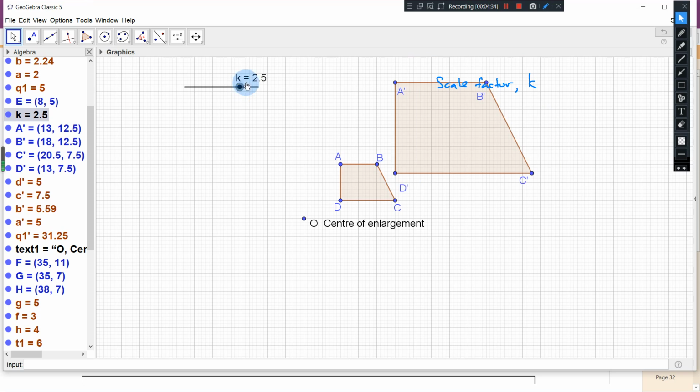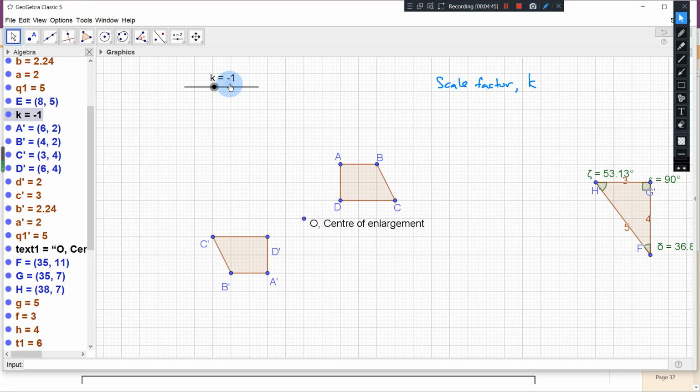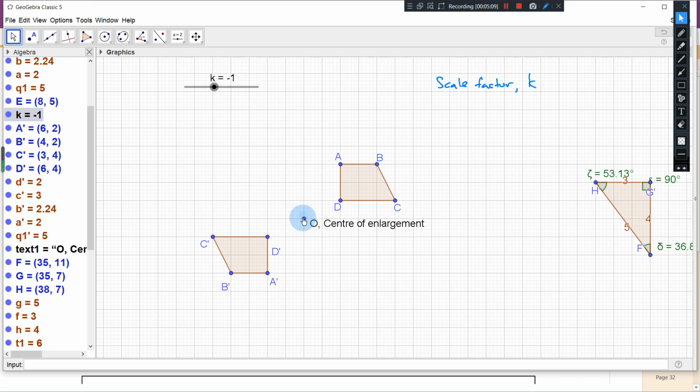When this number is greater than 1, the image will become bigger than the object. Okay, so now this is for positive scale factors. How about negative scale factors? When you have a negative scale factor, then you know that the object and the image are on the opposite side. Just now we talked about positive scale factors. For positive scale factors, image and object are on the same side. Center over here, and object and image on the same side. When the scale factor becomes negative, center over here, object and image on opposite sides.